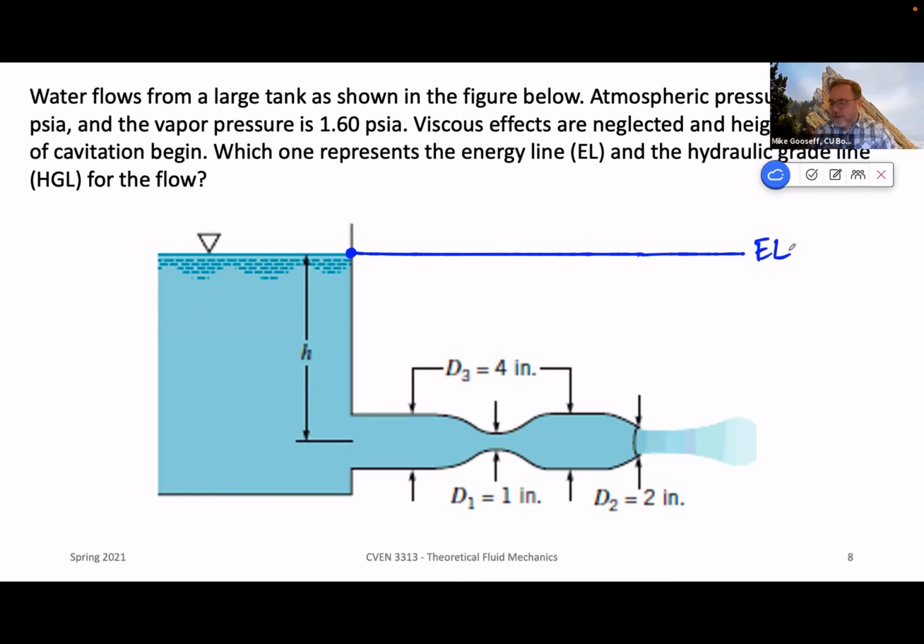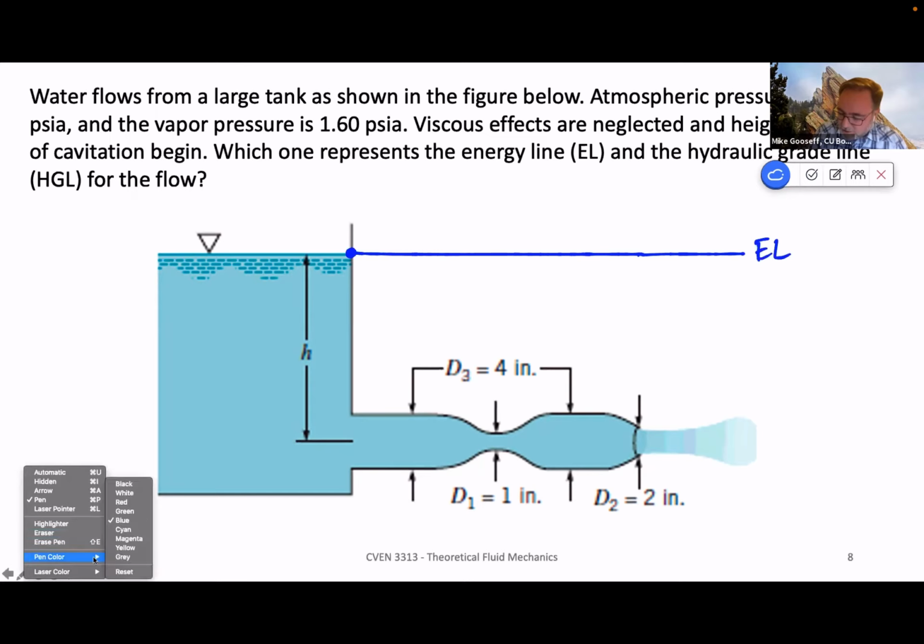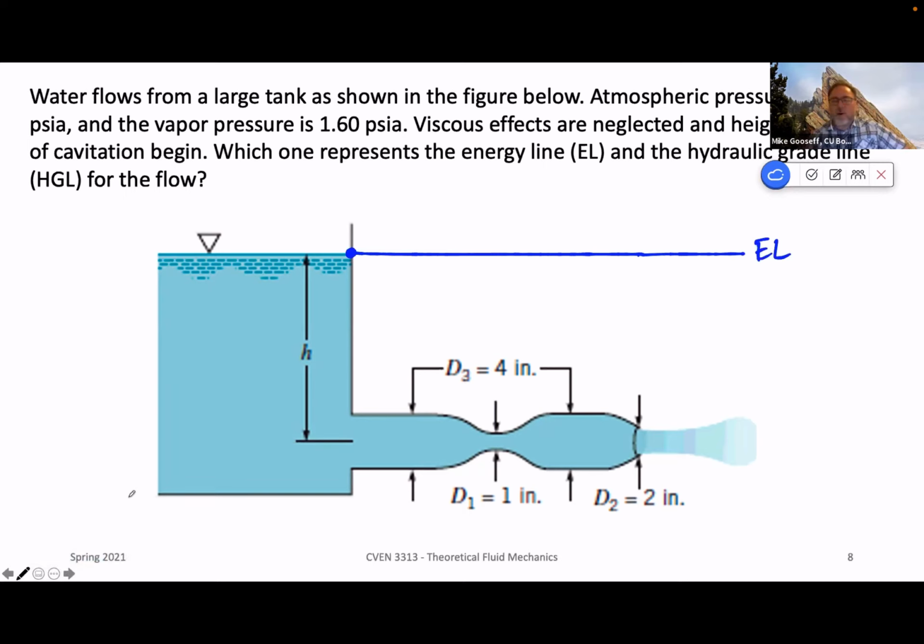We have some changes in diameter, which will result in some changes in our velocities, right? So let me change color on my pen, and I want to ask you, where do you think I should go with our hydraulic grade line? We're going to go below the energy line, right? And if we think about the first part of this pipe, we're going to drop down, and then we're going to level out, right? We're going to come across, that's meant to be level.